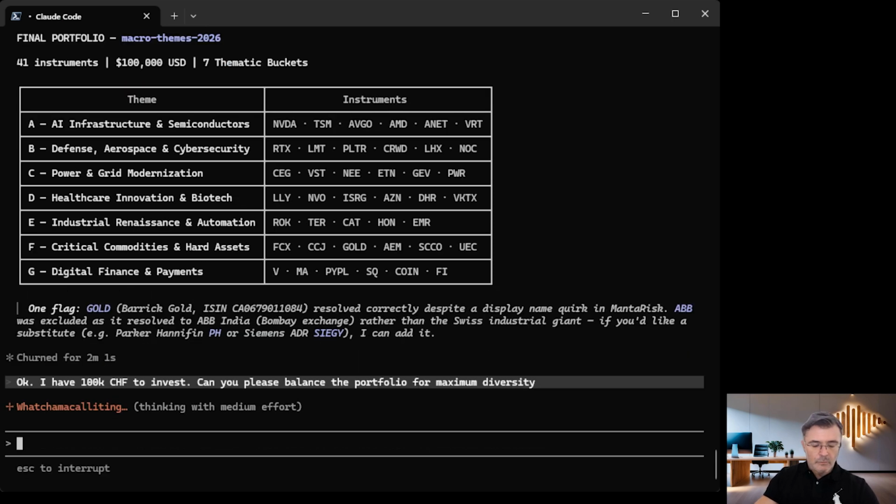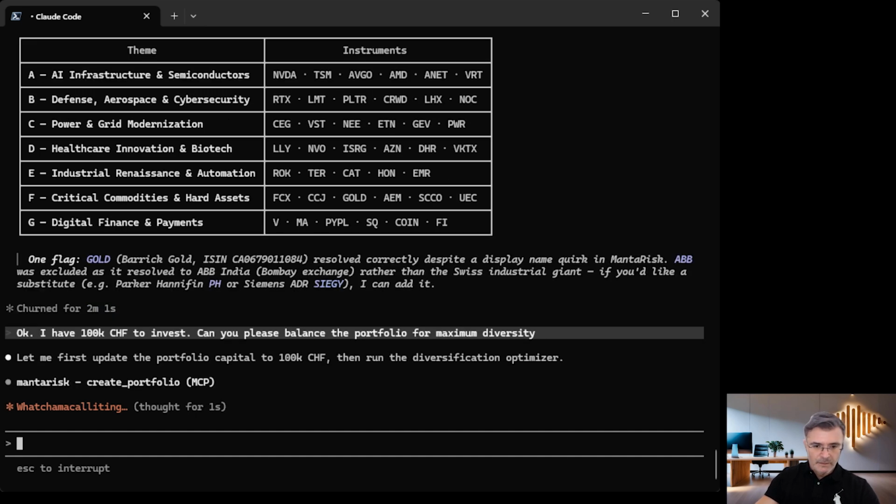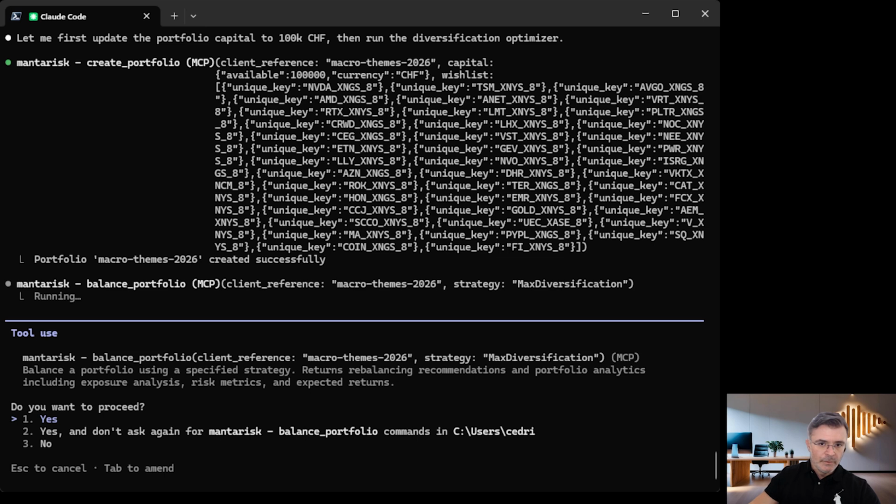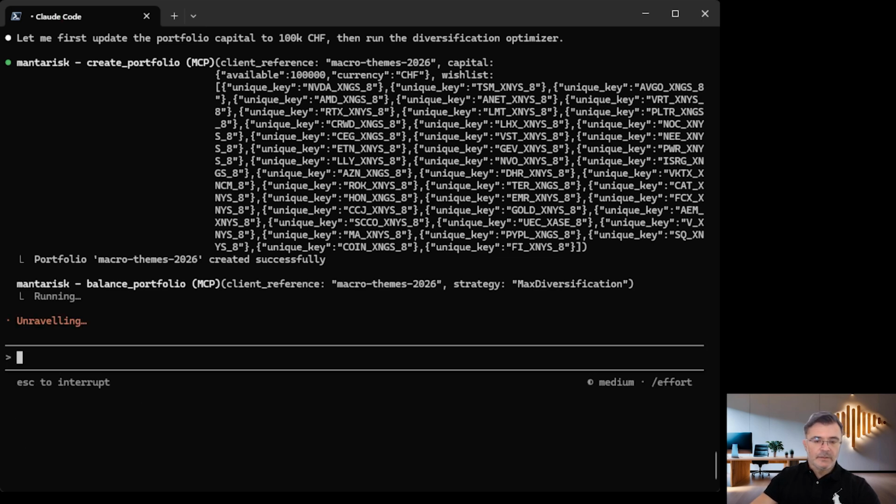Now, again, Claude is going to ask MantaRisk to do that, right? Claude does not attempt to do that itself. It's like using a calculator. So here we go, it's created the portfolio, and now it's going to balance it. So every time it's asking me to confirm, and you can see the strategy is max diversification.